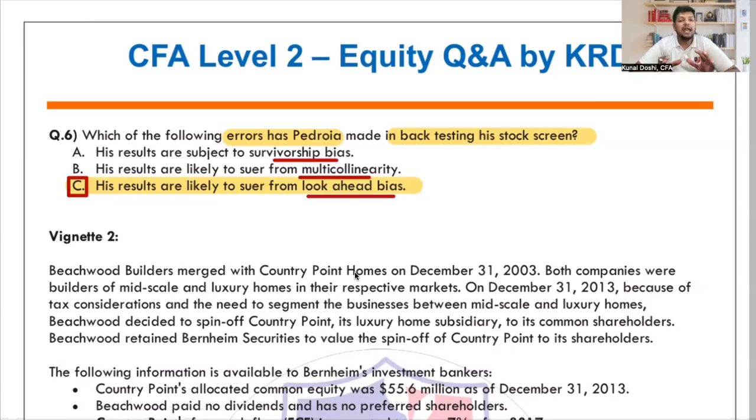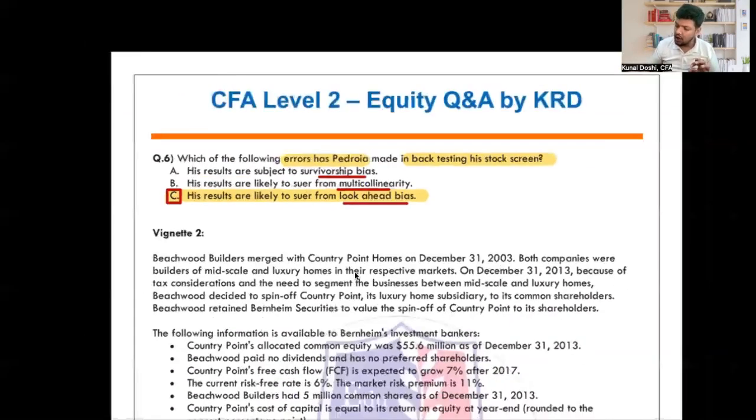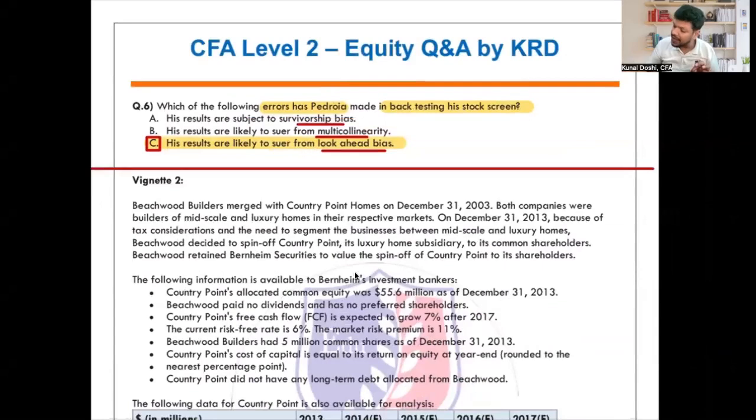So here the problem is that the data should have been used when it was supposed to be calculated at the end of the year, but instead they are using data which is published in April. So using the data when published rather than at year end is an example of look ahead bias. Got it? What is survivorship bias? Survivorship bias is when you are ignoring some of the data. That's not the case here, right? Multicollinearity is a problem in time series analysis. Clear?